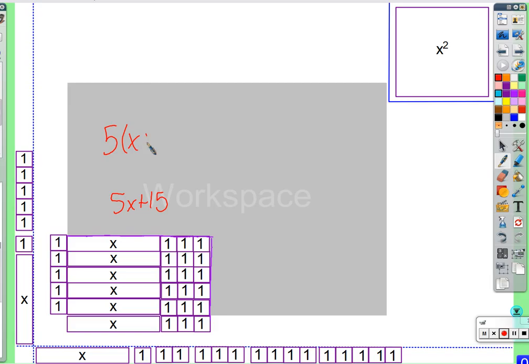Since we already know about the distributive law, that's what we know we should come up with, right? Distribute the 5, you get 5 times x. Distribute the 5 to the 3, you get 5 times 3 is 15. It's exactly how it should be.